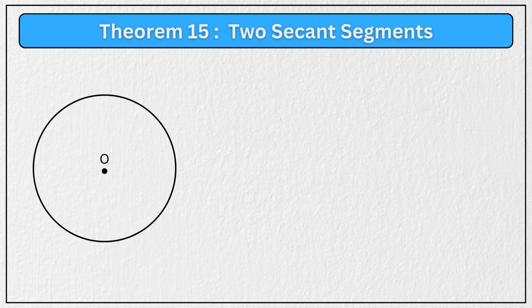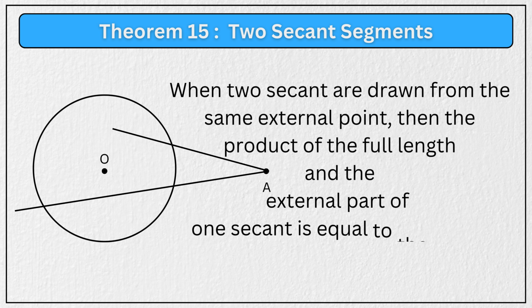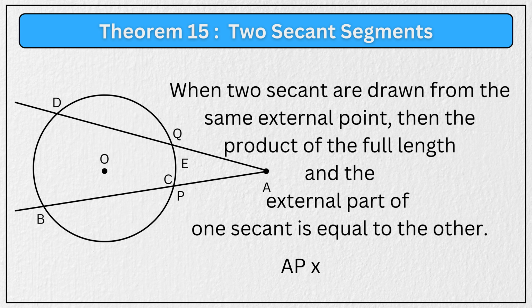15. 2 secant segments theorem. This theorem states that when 2 secant lines are drawn from the same external point to a circle, then the product of the full length and the external part of one secant is equal to the product of the full length and external part of the other. For example here, secant AP cuts the circle at points B and C like this, and secant AQ cuts the circle at points D and E like this. Then product of AP times BP is equal to product of AQ times DQ.